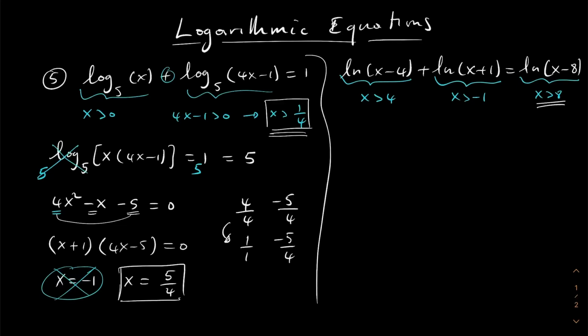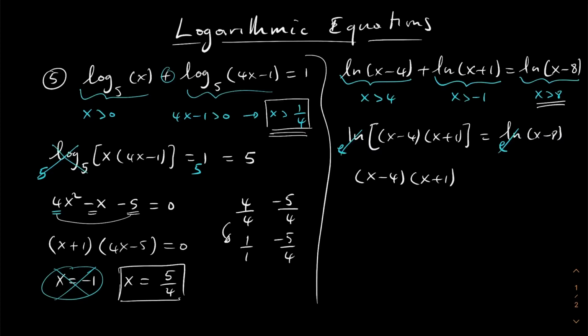All right, so again, on the left side here, we have two different logs. So we're going to have to use the product property of logs to make it into one log. And so that's going to be ln of x minus 4 multiplied by x plus 1 equals ln of x minus 8. And so now we can go ahead and exponentiate both sides by putting e on both sides, or basically just canceling out the ln. And so that's going to give us on the left side here x minus 4 multiplied by x plus 1 equals x minus 8.